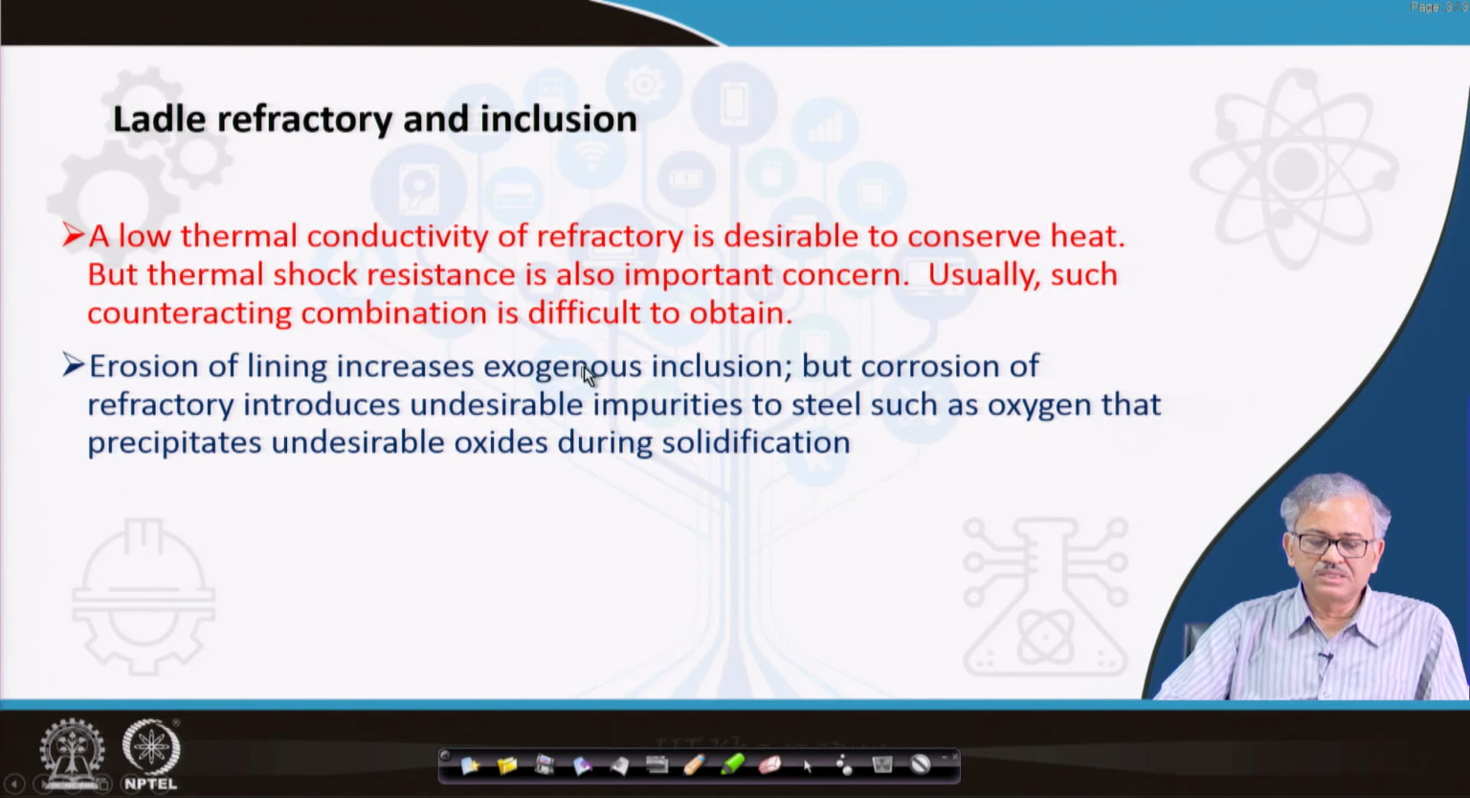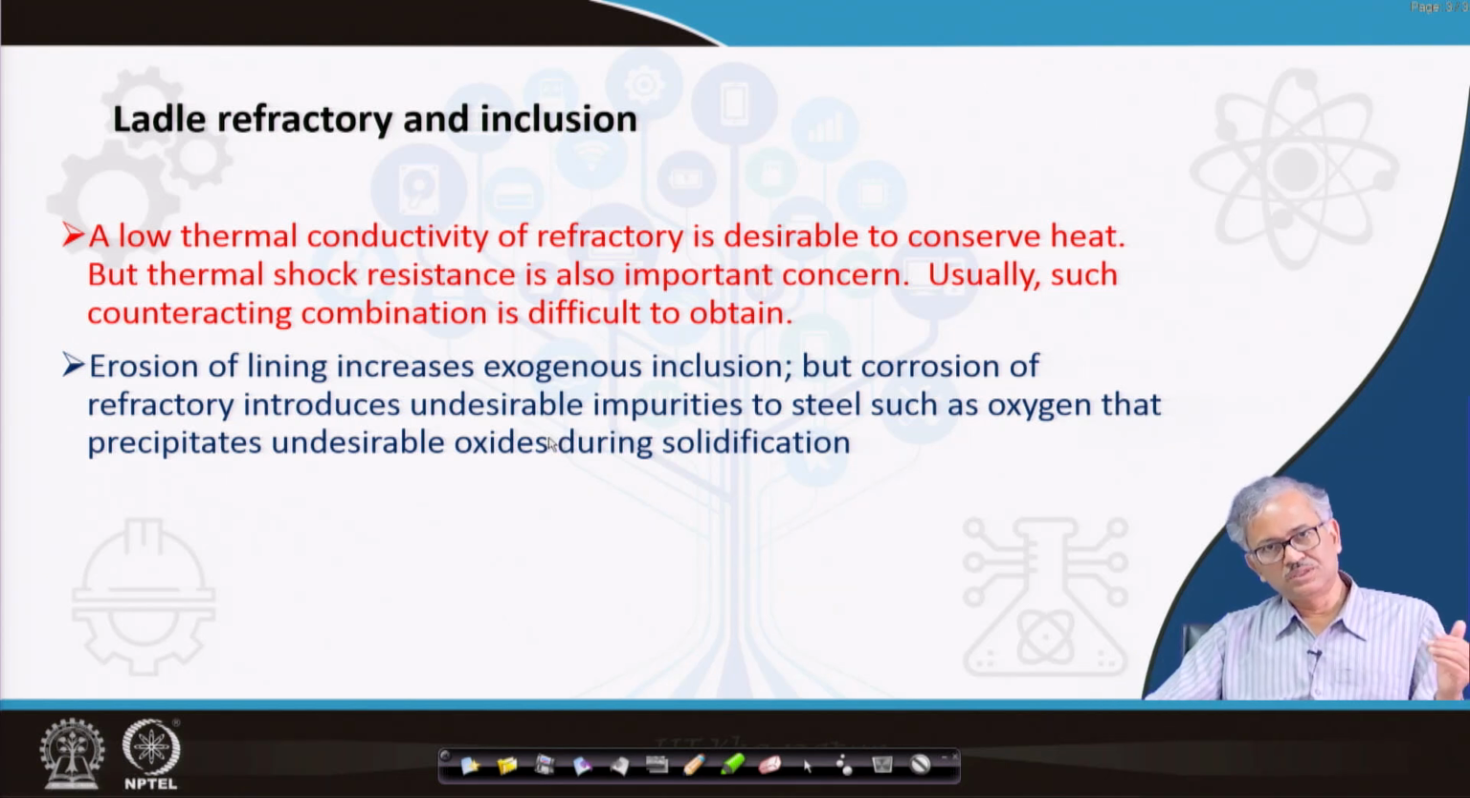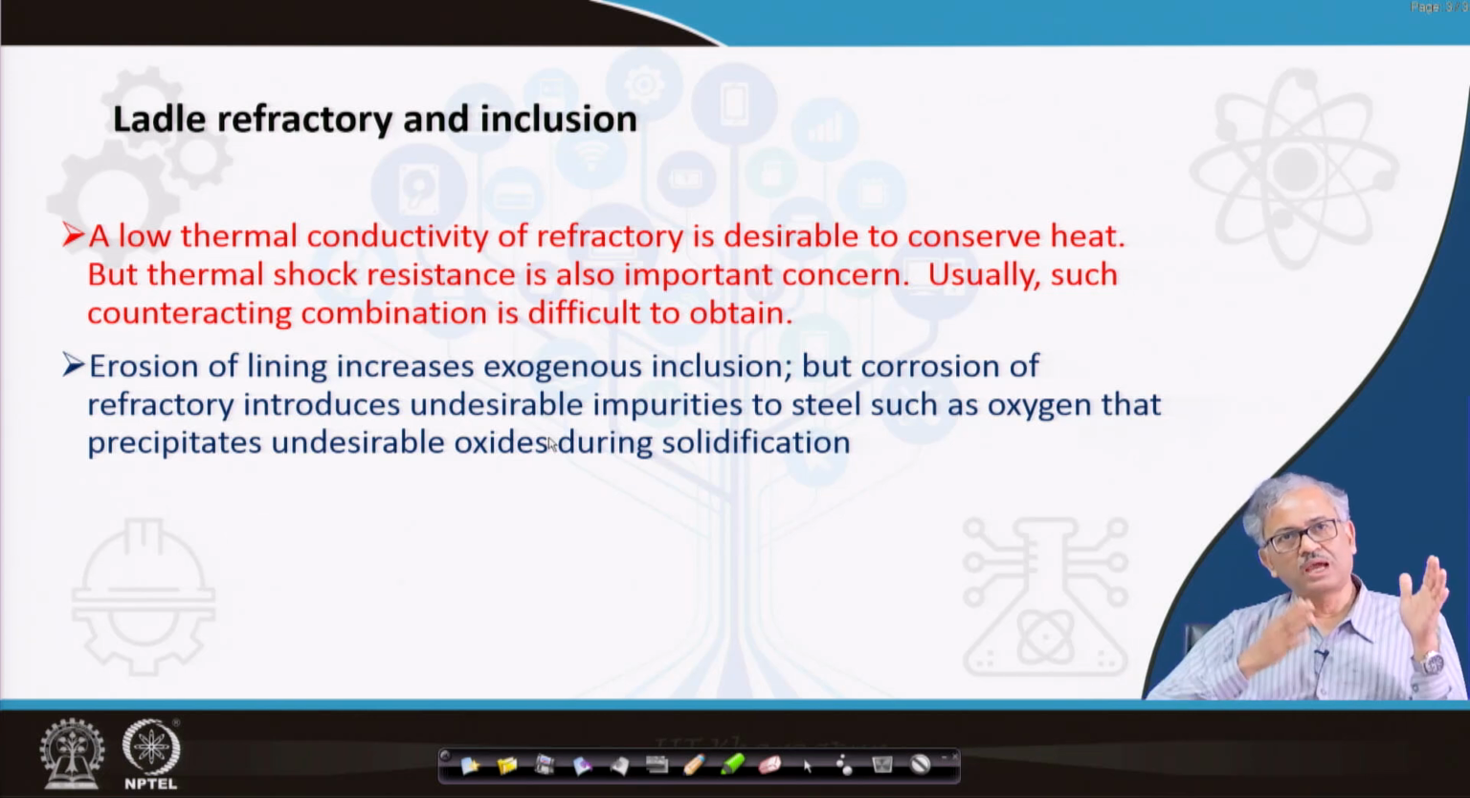Erosion of the lining obviously increases the exogenous inclusions, but corrosion of the refractory also introduces undesirable impurities. If silica is there, silicon will come into the metal, and dissolved oxygen will also increase. So your refractory lining should not contain any amount of silica. It should be a very inert oxide like alumina. Alumina is a good one.